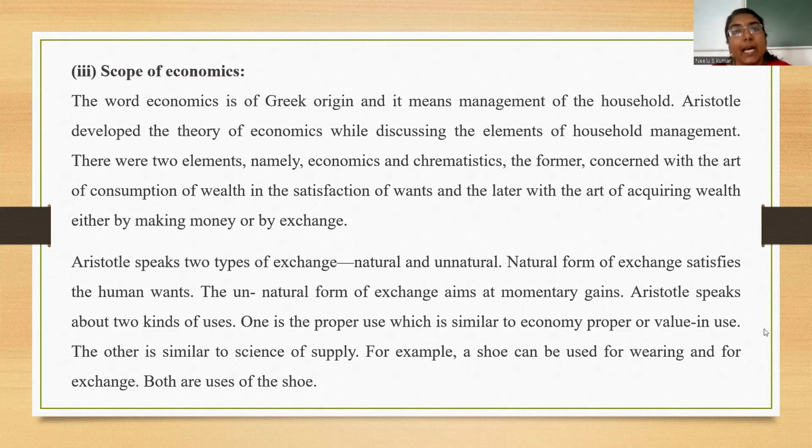Aristotle speaks of two types of exchange, natural and unnatural. The natural form of exchange satisfies human wants. The unnatural form of exchange aims at momentary needs. Aristotle speaks about two kinds of use also.